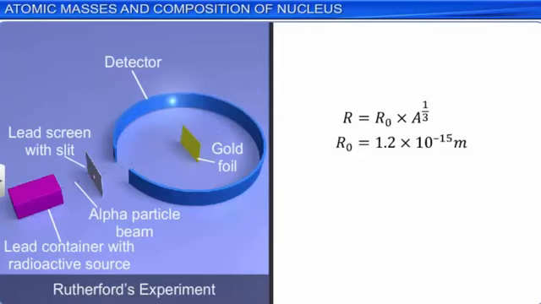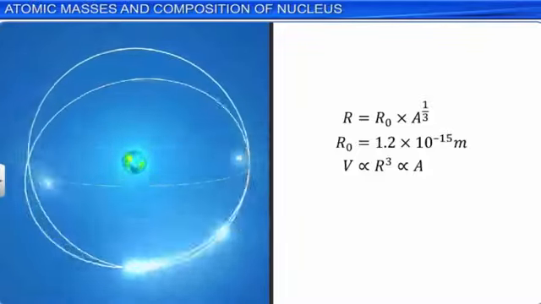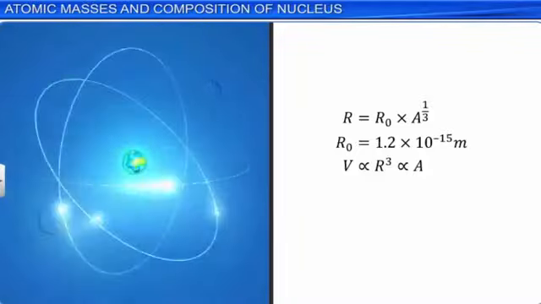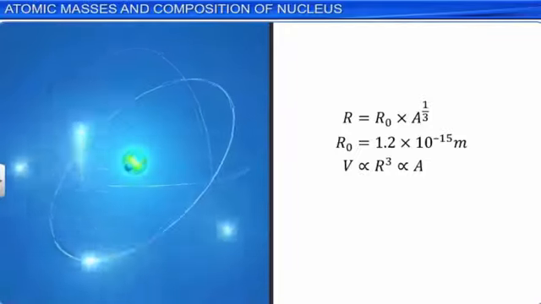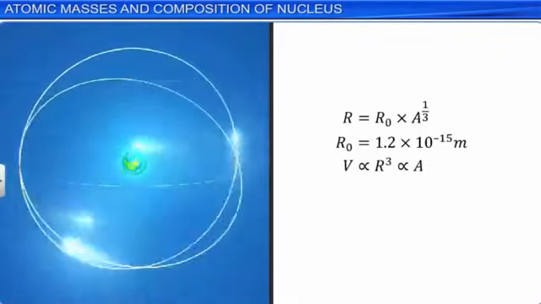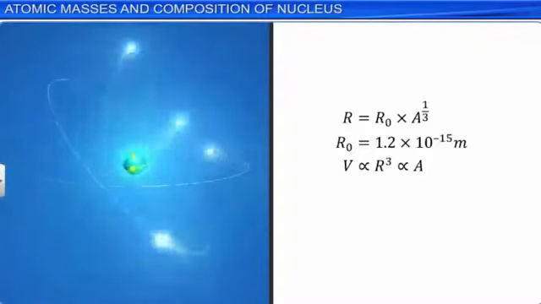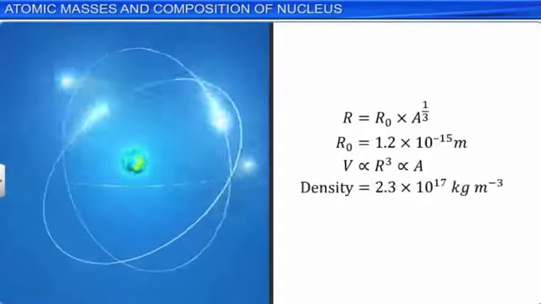Therefore, the nuclear volume is proportional to r³ and r is proportional to A^(1/3). This implies volume is proportional to the atomic mass number, that is, proportional to the number of nucleons. The nuclear density is constant and is independent of the mass number A. We can imagine nuclei of various elements as liquid drops of constant density. The density of nuclear matter is 2.3 × 10¹⁷ kilogram per meter cube.